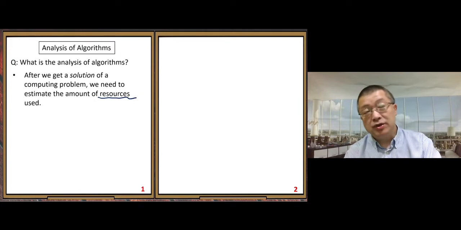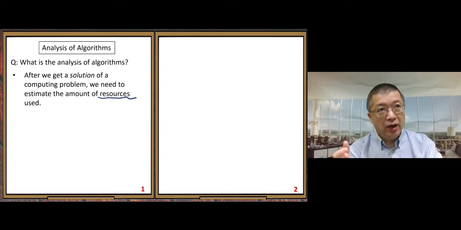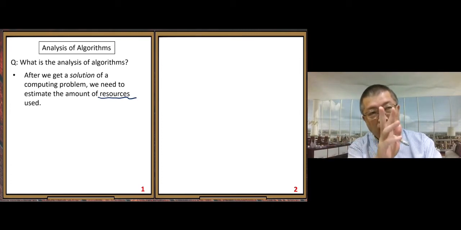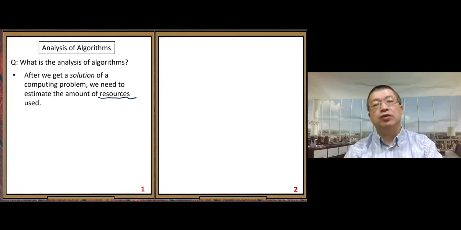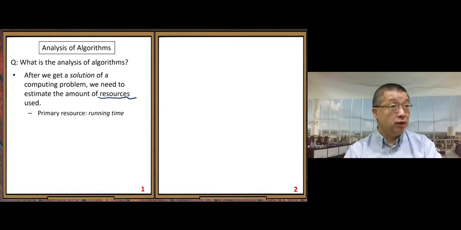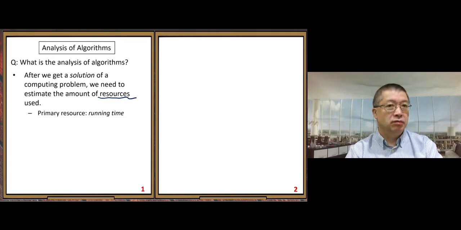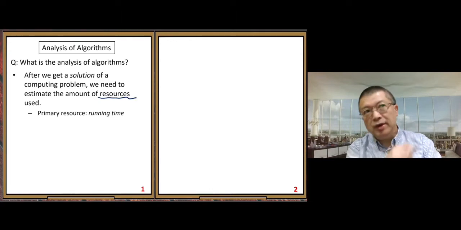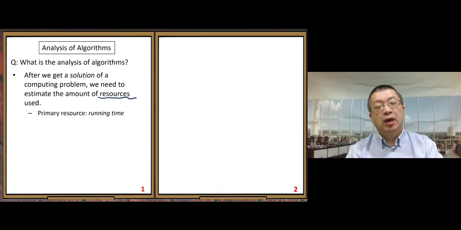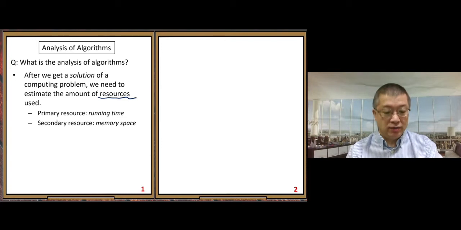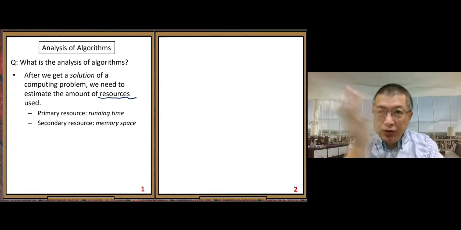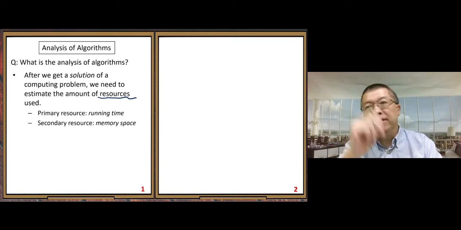What's the meaning of resources? It's pretty vague. What kind of resources? Here, we typically talk about two different types of resources. The first one, you know it, the running time. That's the primary resource, the most important resource. Running time, execution time. But there is another important resource, which we call a secondary resource: the memory space used by your algorithm.